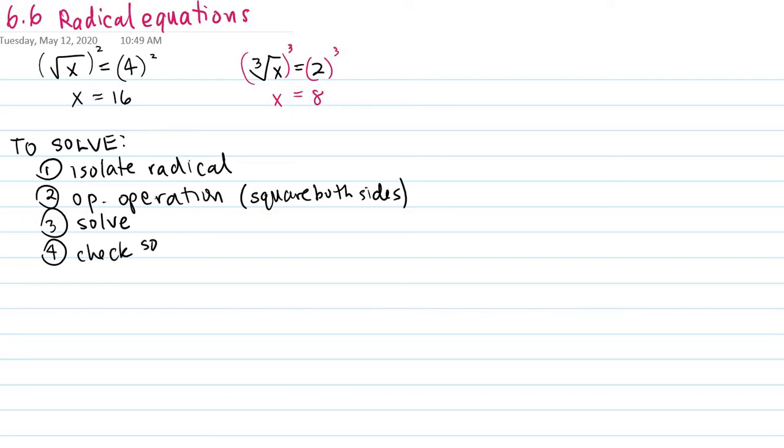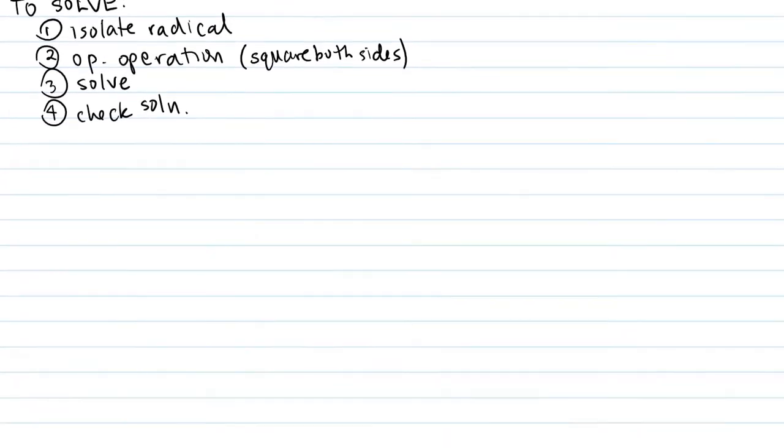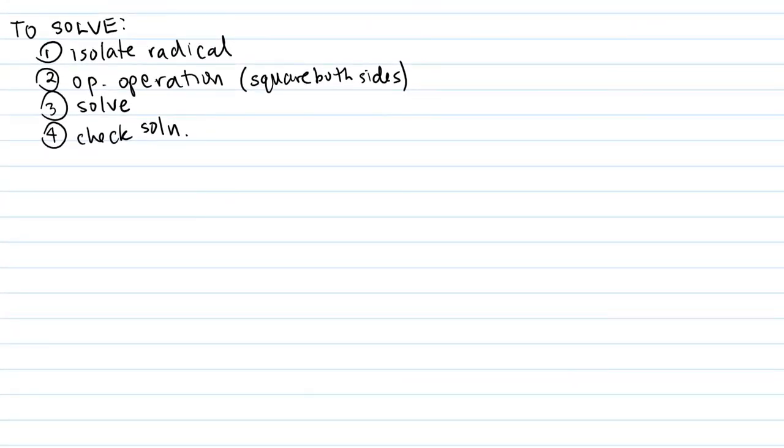And this is a pretty important point in these types of problems because when you square both sides of the equation, it's possible that you actually introduce a solution that doesn't actually work in the original problem. So you need to be able to check your equations. All right, so let's do a few examples.